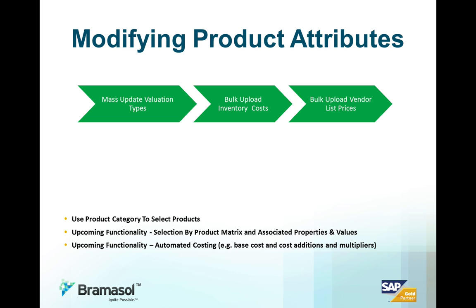We'll also plan on having costing information in the product matrix itself. The importance of that is that we can actually do base costs and also the cost additions or multipliers by SKU instead of manually doing that in Excel.